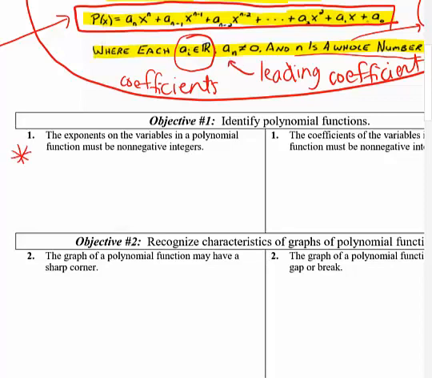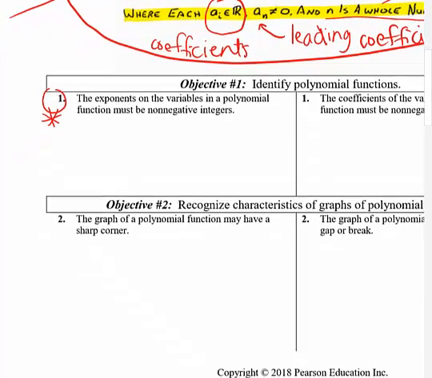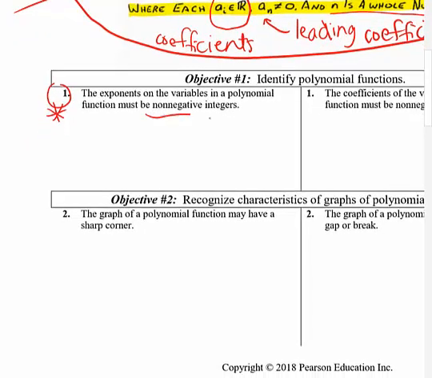But now they really want to test us on whether we really understand what is a polynomial and what isn't. This first objective says the exponents on the variable in a polynomial must be non-negative integers. Well, that's true, because non-negative integers basically means whole numbers. Integers are 1, 2, 3, 4, 5, but also -1, -2, the negative ones. Because they specified non-negative, that's just going to be the whole numbers. So this is a true statement.